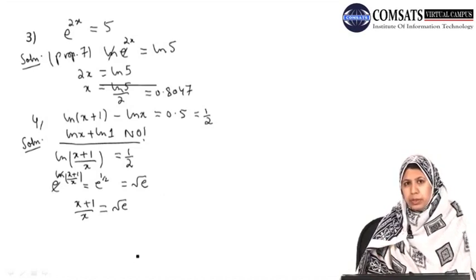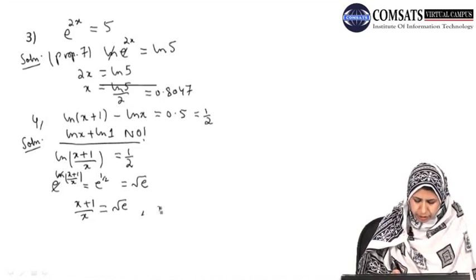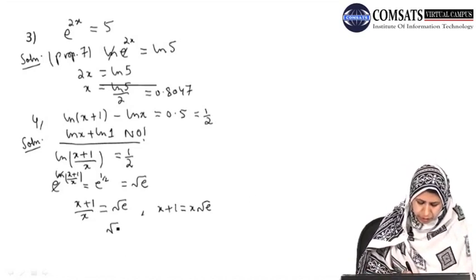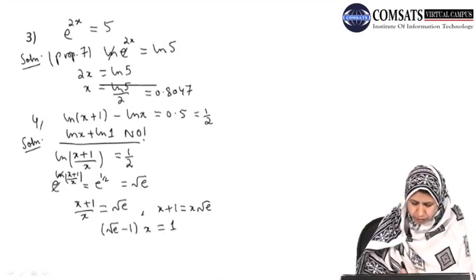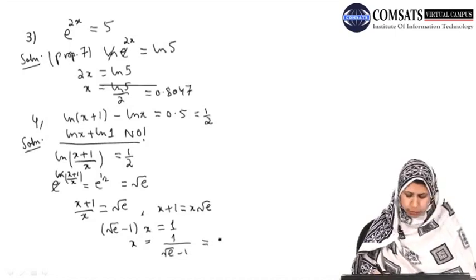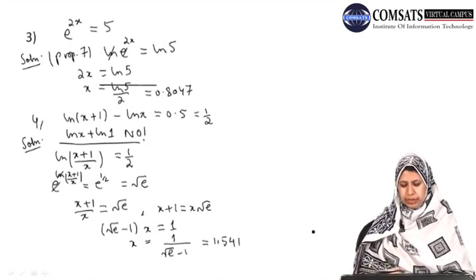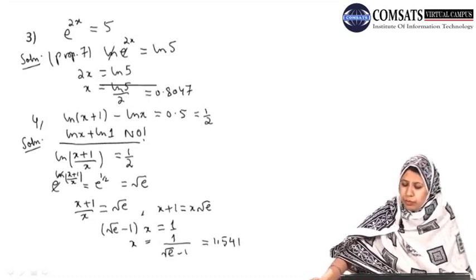Now this is a linear equation in one variable x, and we can simply solve it by writing x plus 1 is equal to x under root e, or under root e minus 1 into x is equal to 1, or x is equal to 1 over under root e minus 1, which is equal to 1.541. By simplifying and using the values from the calculator, we can write it as 1.541.